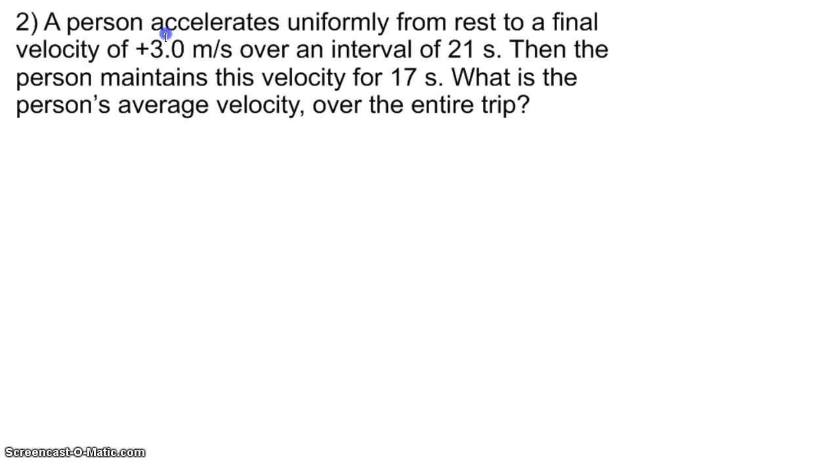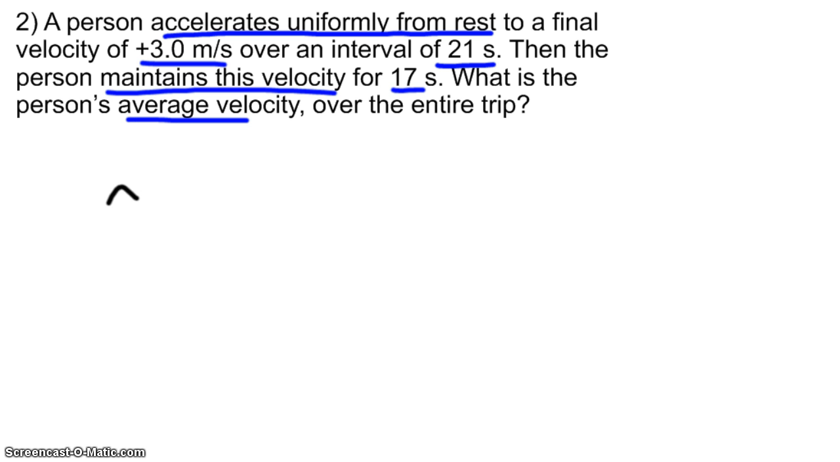Okay, in this case, someone accelerates uniformly from rest to a final velocity of positive 3 over an interval of 21 seconds. That's a lot of givens right there. So in some first segment A, there is constant acceleration. Then the person maintains this velocity, which is 3. So the person travels at 3 meters per second for 17 seconds. What's the person's average velocity over the full trip?